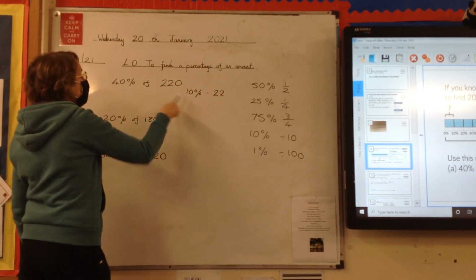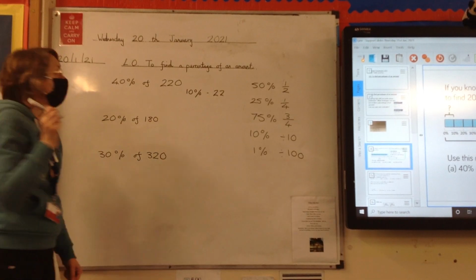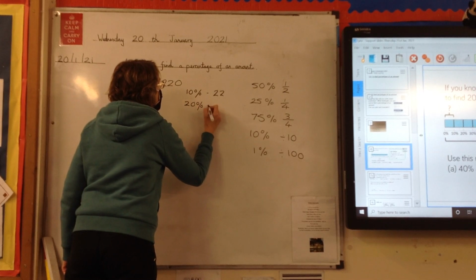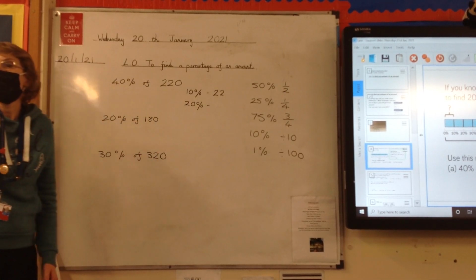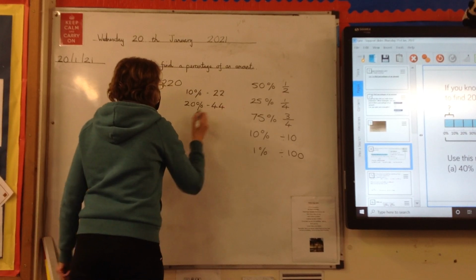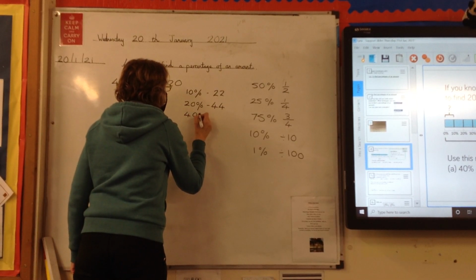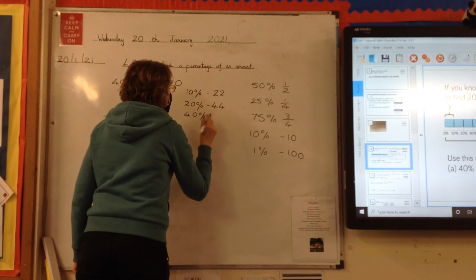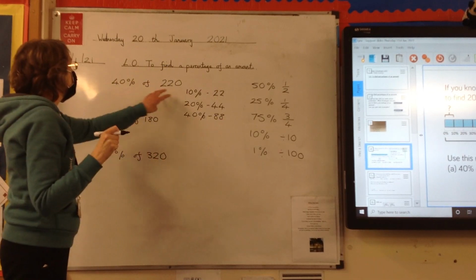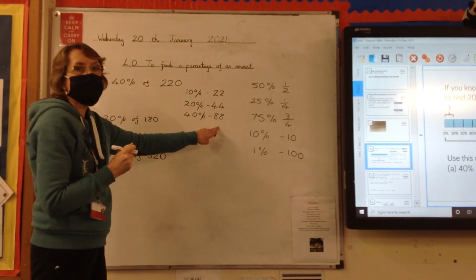Good. So if we know what 10% is, from that we could work out 20% because that's going to be twice as much. Which would be 44. So if we know what 20% is, 40% will be twice as much again. So twice 44 will be 88. So 40% of 220 is 88.